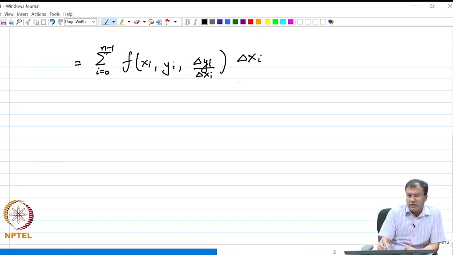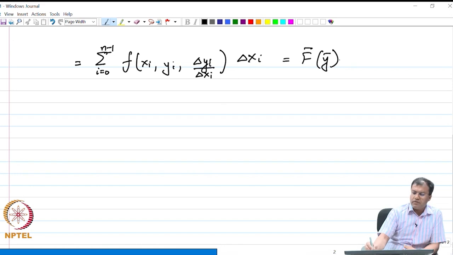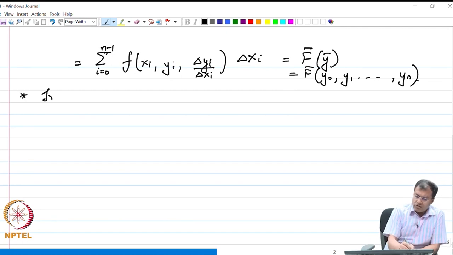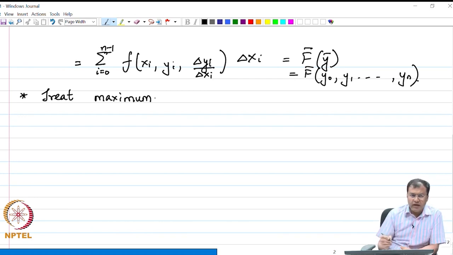Notice now the functional has changed into a function, or let me call this the vector function, which is a function of the unknowns y bar, right? Or this is also equal to the function of y_0, y_1 to y_n, right? Okay. So now the idea is to treat the maximization of this function using standard multivariate calculus.